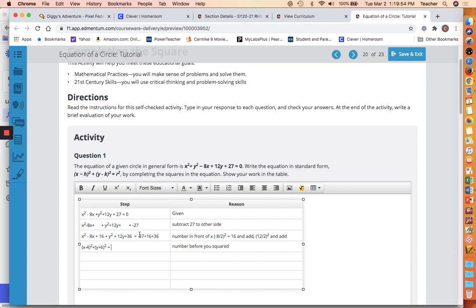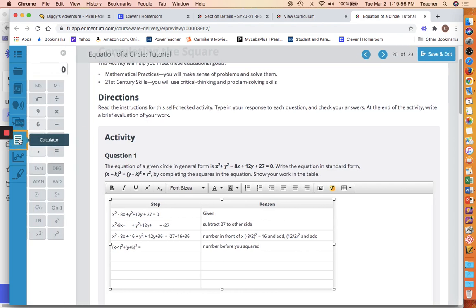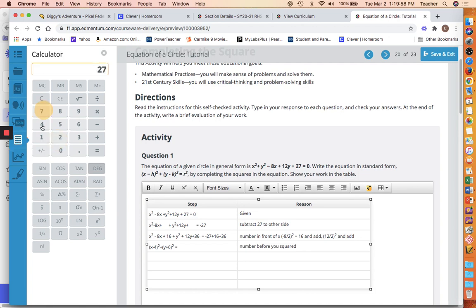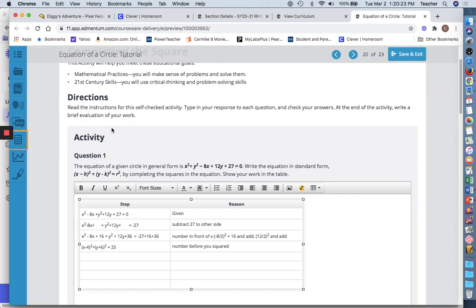Now I got to figure out what these are combined. So I'm going to go to my calculator. So I got a negative 27 plus 16 plus 36. I got a 25. And looks like I'm done. My h and my k were positive 4, negative 6 because they changed signs. And the radius is a 5 because the square root of 25 is 5.